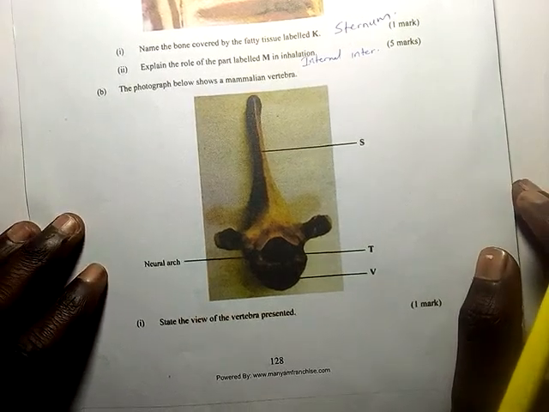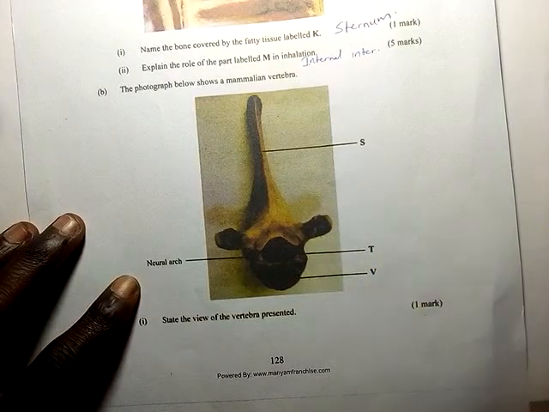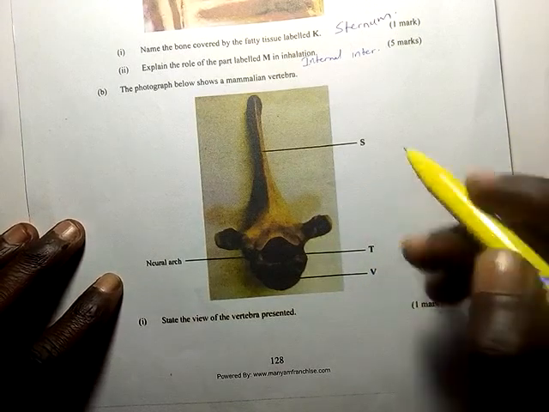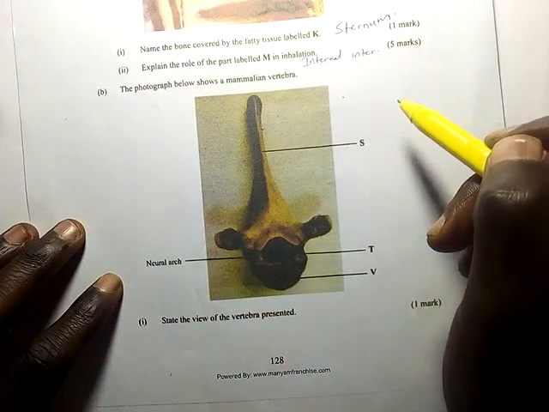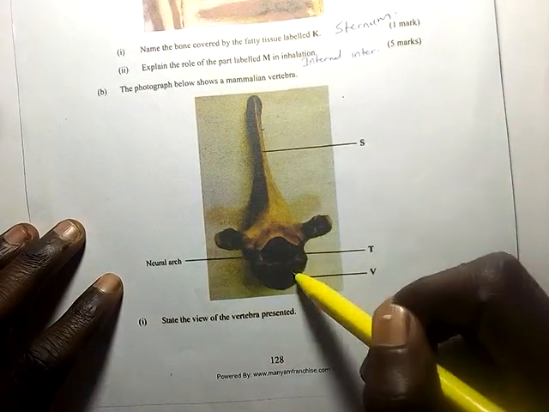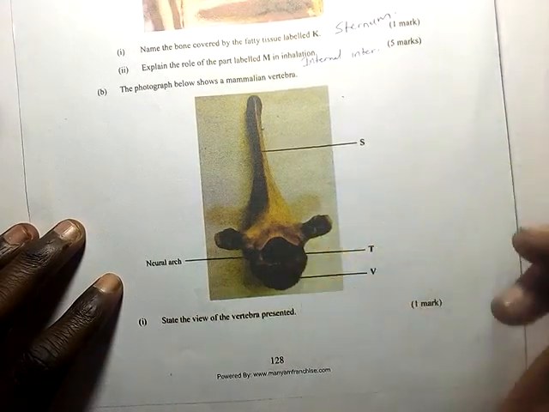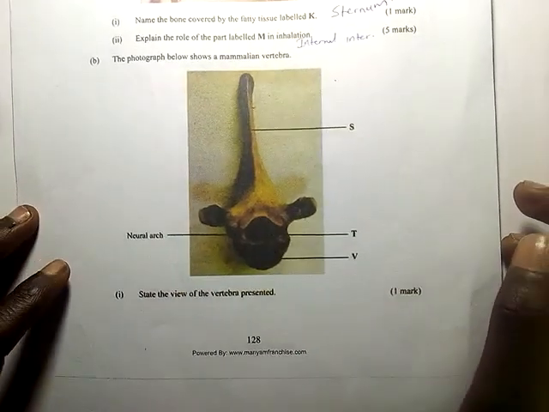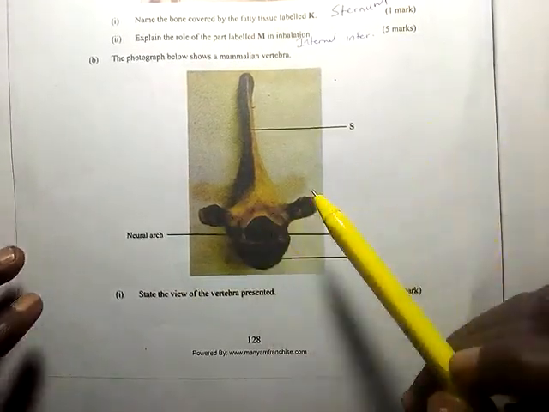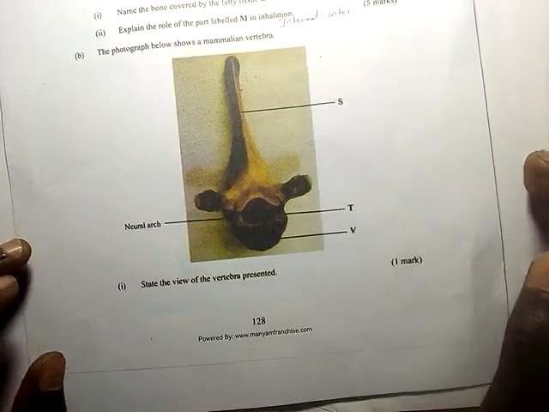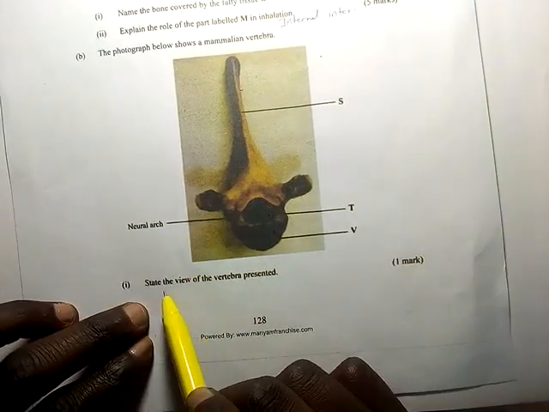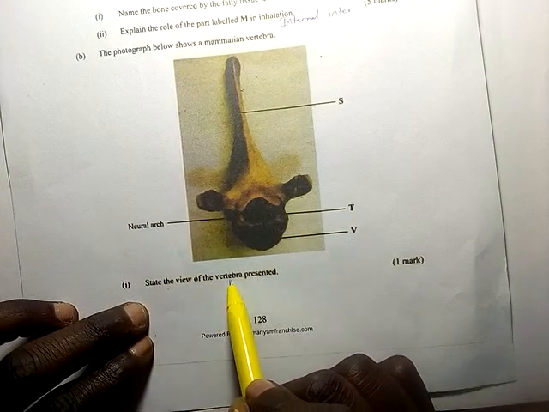Now question B, you are told the photograph of the mammalian vertebra. Now you should be able to identify the mammalian vertebra. This is the thoracic vertebra because of the long neural spine and the centrum, which is broad, wide neural canal, and the transverse process.